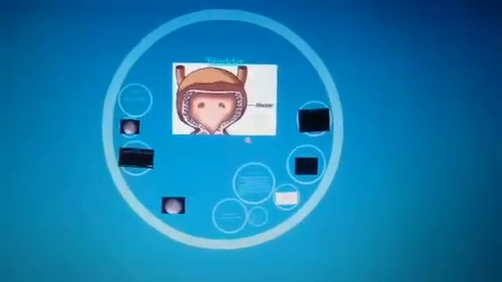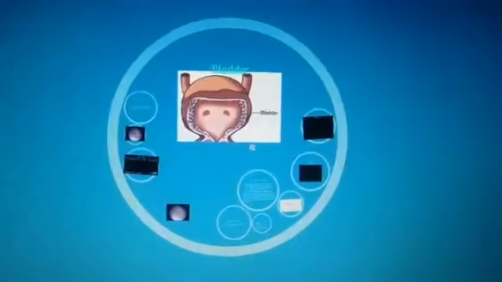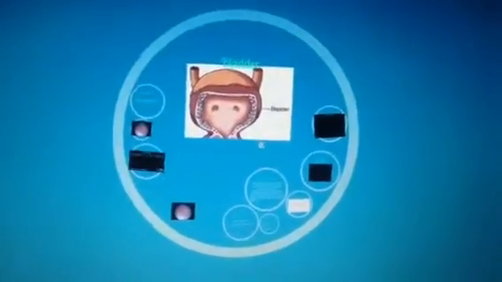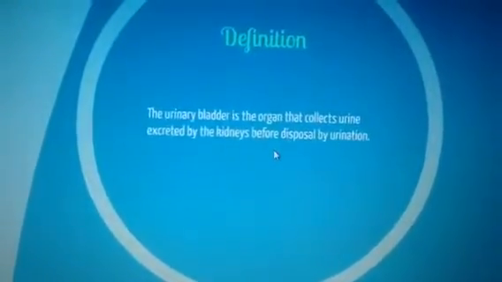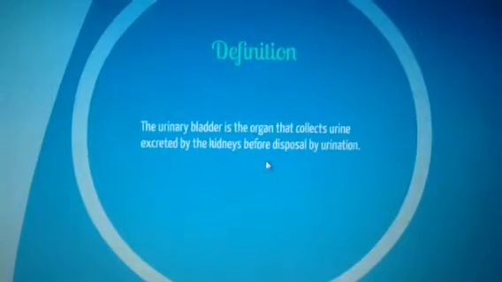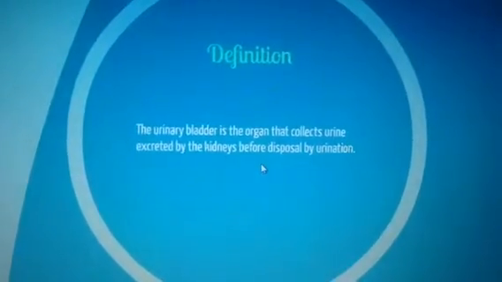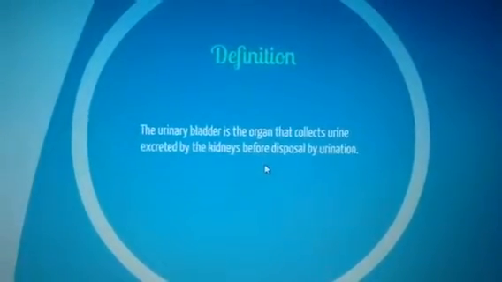Welcome to everybody. In this video I'm going to talk about the bladder, the urinary bladder. First of all, we'll talk about the definition. The urinary bladder is the organ that collects urine excreted by the kidney before disposal by urination.